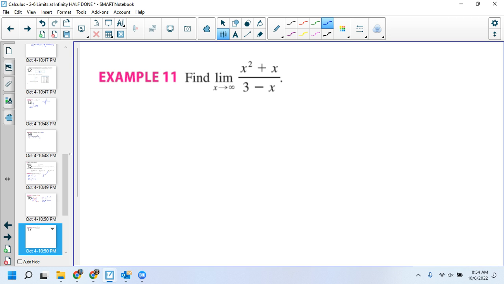Now, I would probably rewrite this and say x squared plus x over negative x plus 3. I don't know why. My brain works better that way.